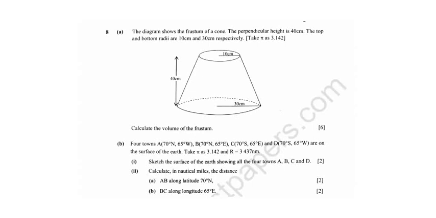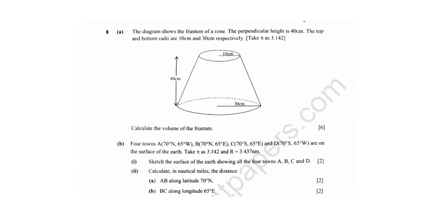Okay, so guys, in this video, let's solve some questions which came in 2023 Paper 2 GCE. Let's get into it. Question 8a. The diagram shows the frustum of a cone. Perpendicular height is 40 centimeters. The top and bottom radii are 10 centimeters and 30 centimeters respectively. Take pi as 3.142. Calculate the volume of the frustum.